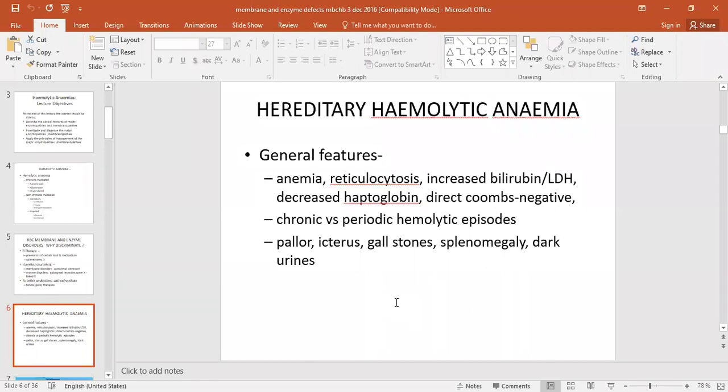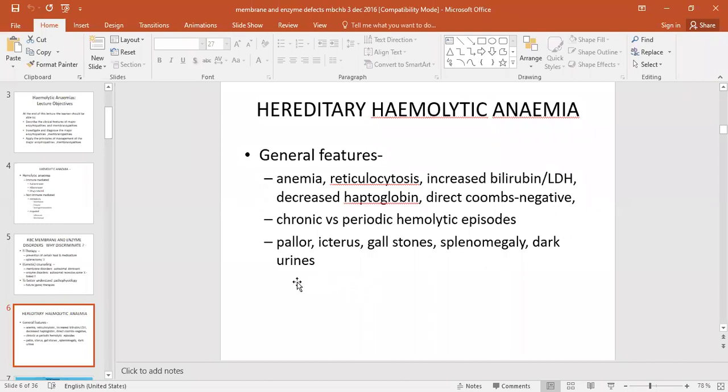The other general feature that we would tend to see in these hereditary hemolytic anemias includes chronic versus periodic hemolytic episodes. There are cases where you will see chronicity, and so the presentation tends to be continuous, chronic in nature, vis-a-vis periodic, where you have certain predisposing factors that make one break cells. So chronic versus periodic episodes may be something worth looking into.